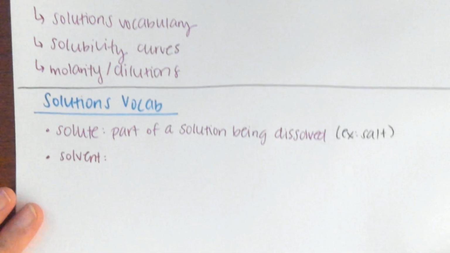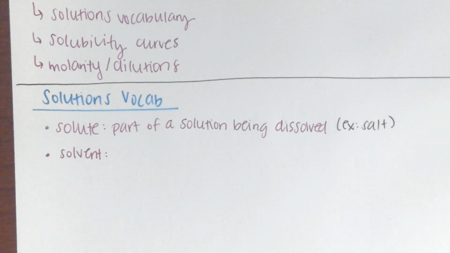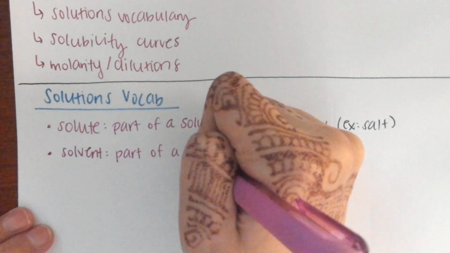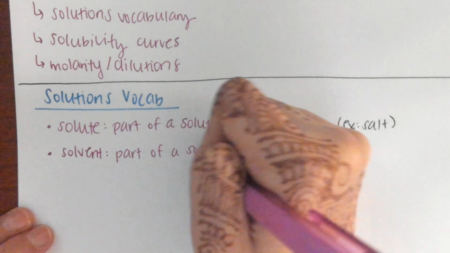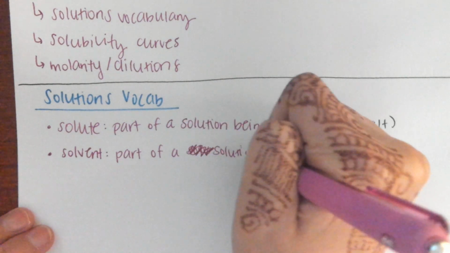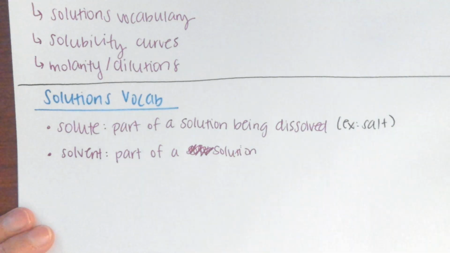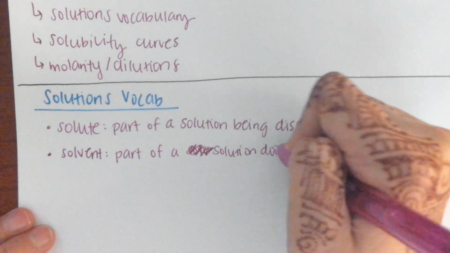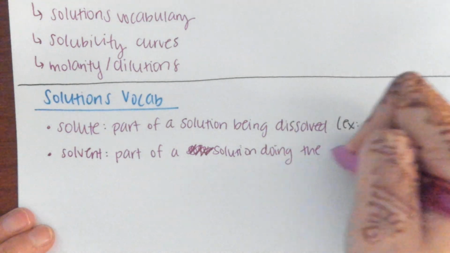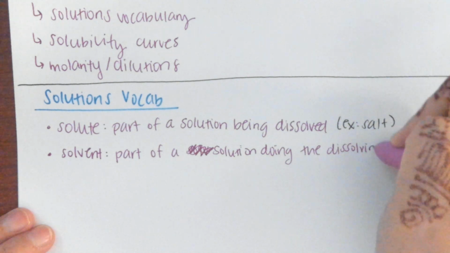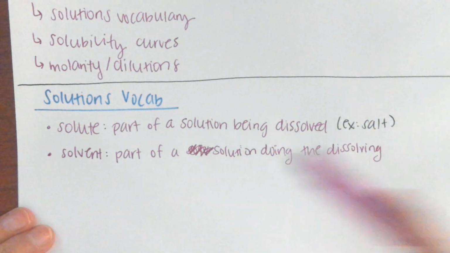So how do you define solvents? It's the part of a solution that what? Part of, oh my goodness, I can't write. Part of a solution doing the dissolving. So it's the thing that dissolves a solute. 99% of the time, solvent is a liquid.